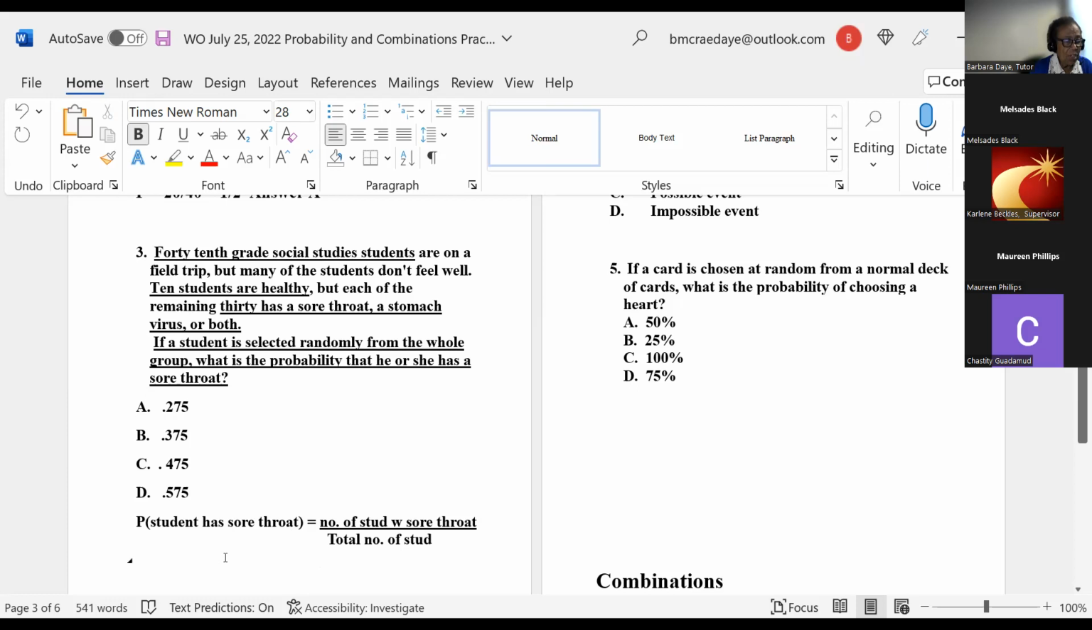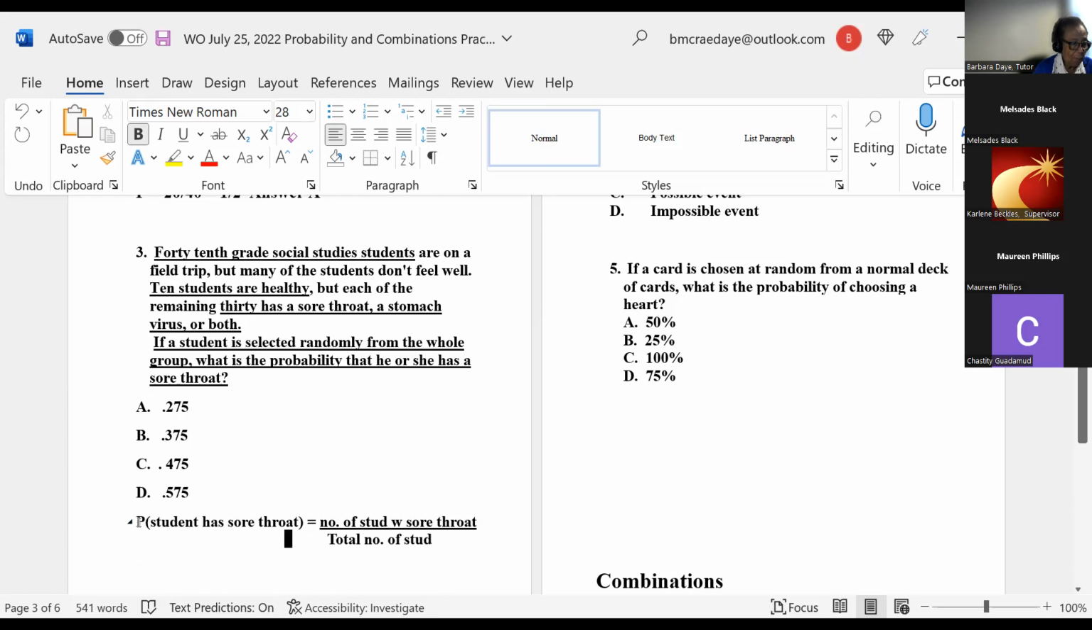That means the number of students with a sore throat would be half that. And that half could have both sore throat and stomach virus, because it says or both. All right. So the number of students with the sore throat would be 15. So put the 15 in, put the 40, divide that out, and what do you get?